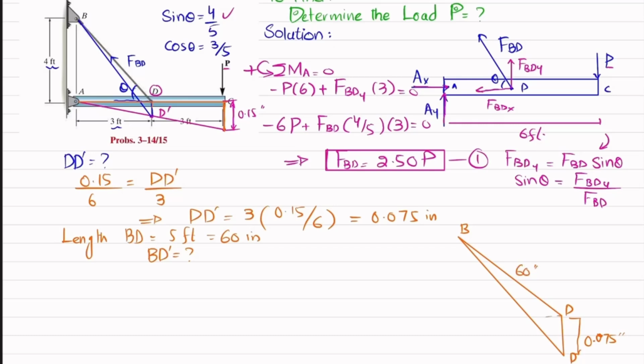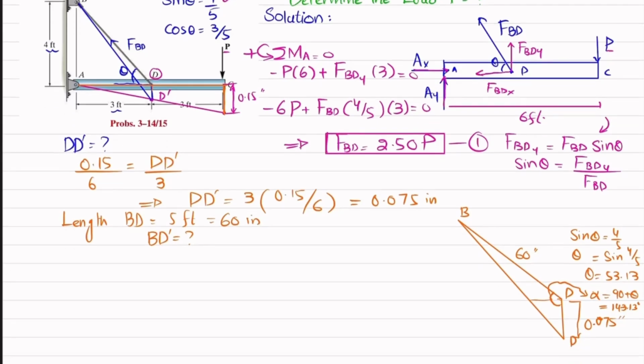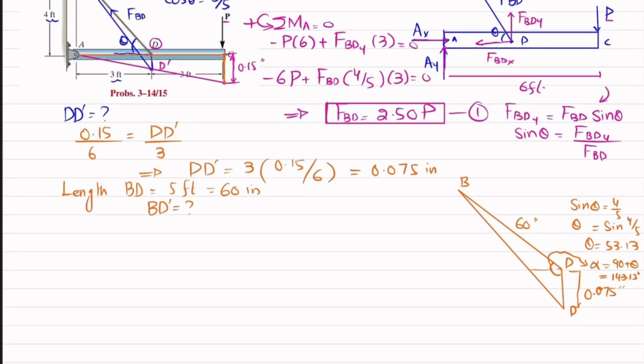So what is this angle? Again you can see this is 3, 4, 5. If you take sine of theta, that is 4 divided by 5. So theta will be equal to sine inverse of 4 divided by 5, which is equal to 53.13. So this total angle, alpha, is equal to 90 plus theta, and that will be equal to 143.13 degrees. So by using this triangle, we will find the length of BD dash.